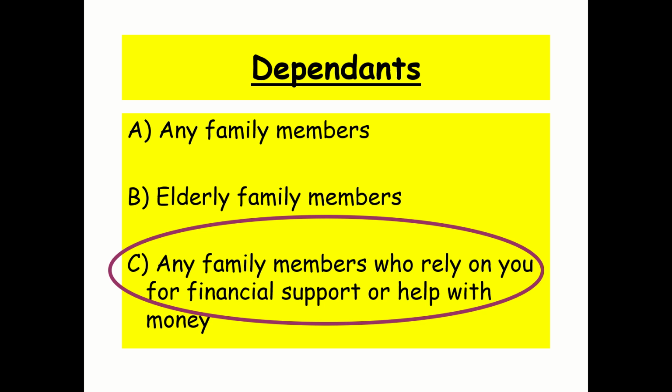So children don't work. They depend on their parents or their guardians to financially support them and support them emotionally as well. So they are dependents. Elderly family members can also be dependents if they don't have enough money to survive on.